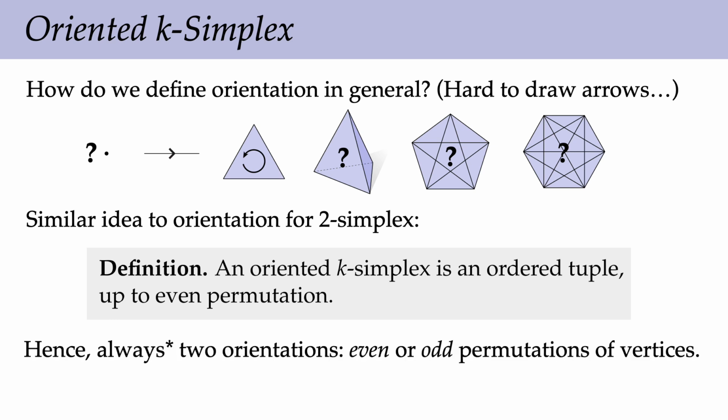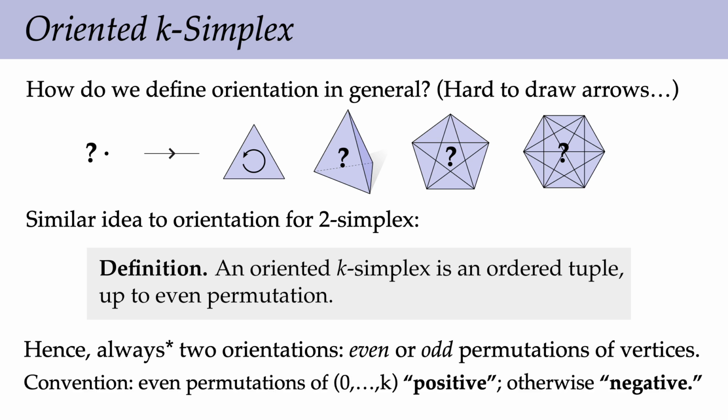Because of that, we know that we always have two possible orientations for a k-simplex, because we can either do an even or an odd number of permutations of the vertices. And just linguistically, we'll say that if we start with the simplex with vertices 0 through k, and we do an even number of permutations, then that simplex has positive orientation. It has the same orientation as the canonical simplex. Otherwise, it has negative orientation.